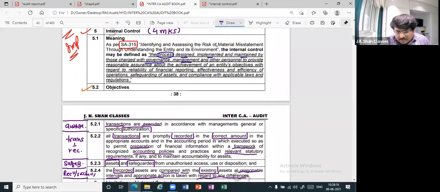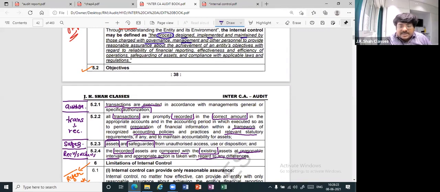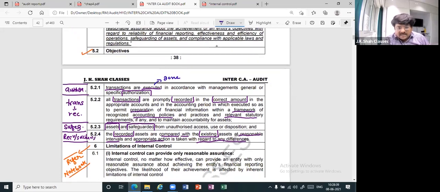Now, see, objectives. Check: transactions are executed in accordance with the management's general or specific authorization. So transactions can be done. Executed means done. It relies only on authorization. Thereafter, transactions are promptly recorded at the correct amount, and the preparation is as per the FRF. So transactions are recorded properly. Thereafter, assets are safeguarded from unauthorized access, use, or disposition. What is disposition? Sell. Correct. Taking it away.